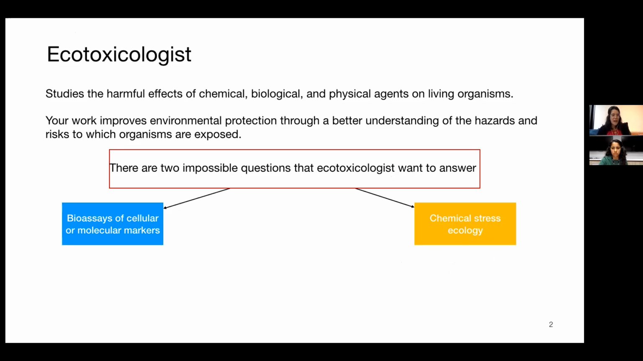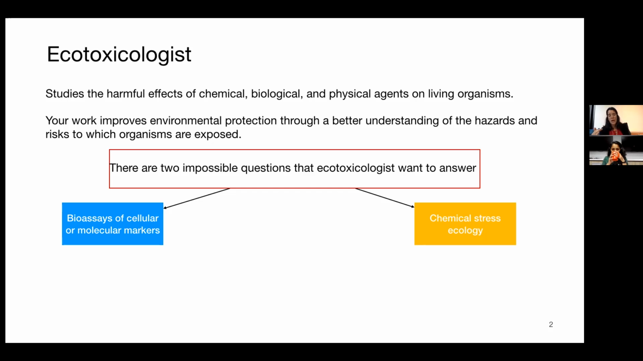I just want to start by highlighting what ecotoxicology is, or what we aim to do. We study the harmful effects of chemical, biological, and physical agents on living organisms, and our objective is to improve environmental protection. Basically, we want to answer two impossible questions: which of the many thousands of chemicals poses the greatest risk to the environment, and which of the millions of species in the environment are at higher risk?